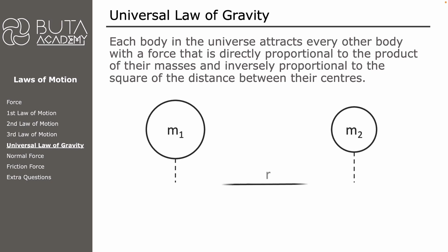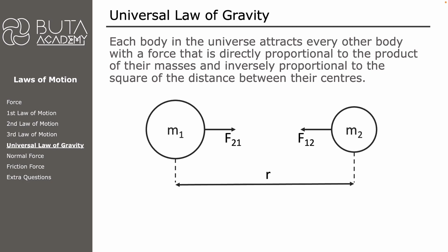Let's consider r as the distance between the centers of these two objects. Universal law of gravity states that the object with the mass m1 will attract the object of mass m2 with a force of F1 on 2. At the same time, the second object m2 will attract the first object m1 with a force of F2 on 1. These two forces together make an action-reaction pair. As we recall from the third law of motion, these two forces are equal in magnitude but opposite in direction.